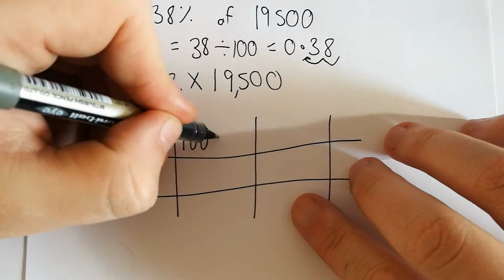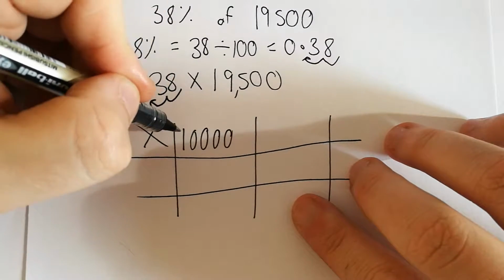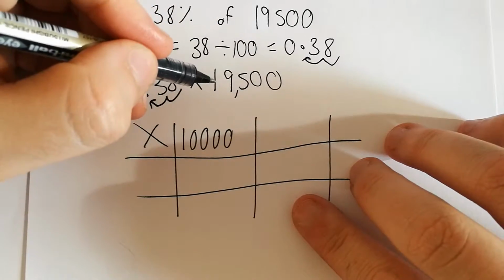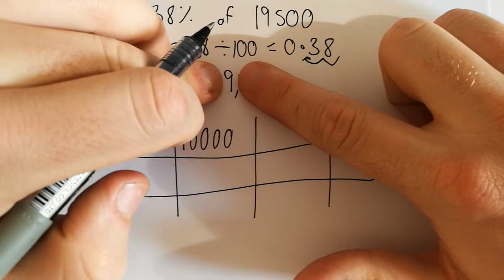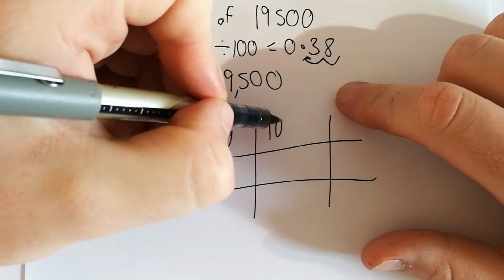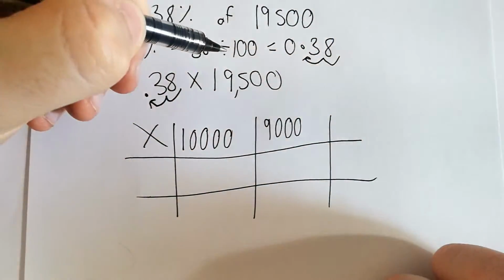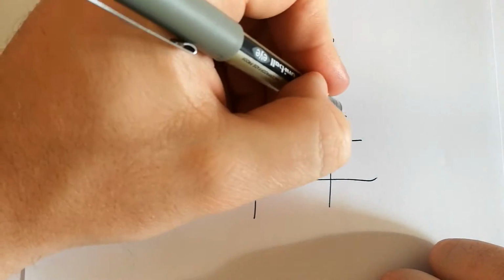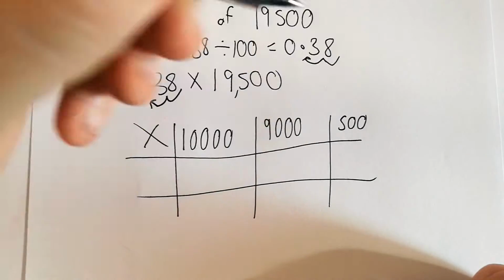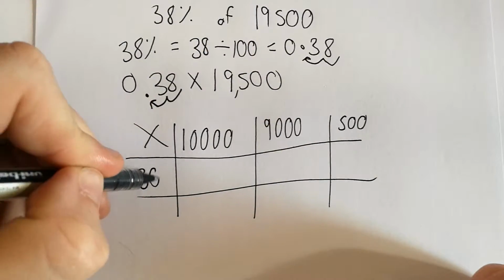So 1, 2, 3, 4, which is then 10,000. So 4 digits, but the 1 is our first one. Then we look at our next digit, which is our 9, and then everything else zeros, 1, 2, 3. And then we've got the 500. So that's 10,000, 9,000, and 500 times by 30 and 8.